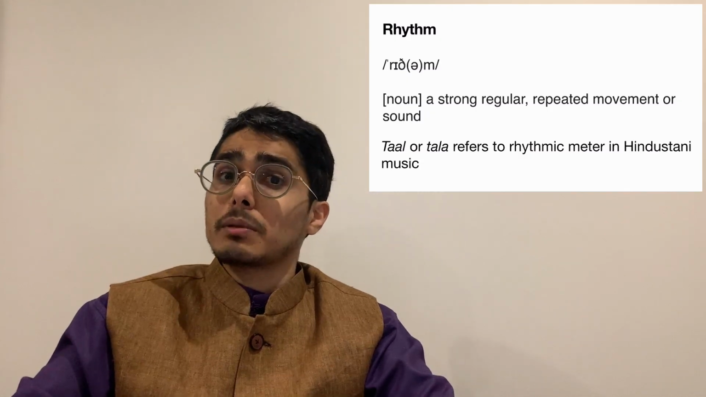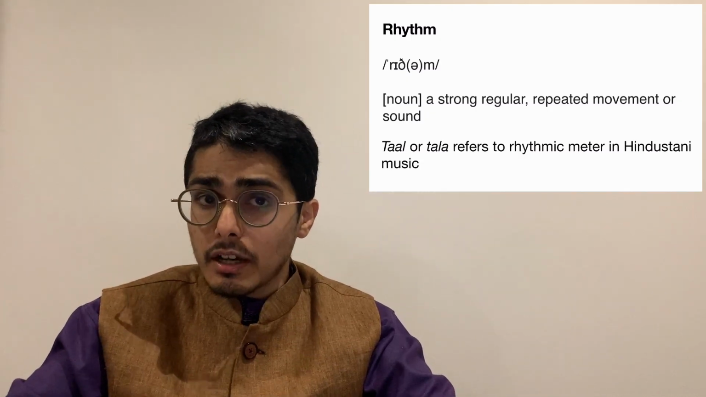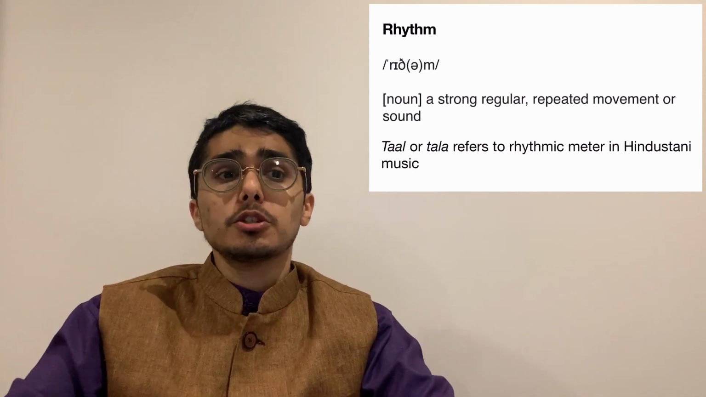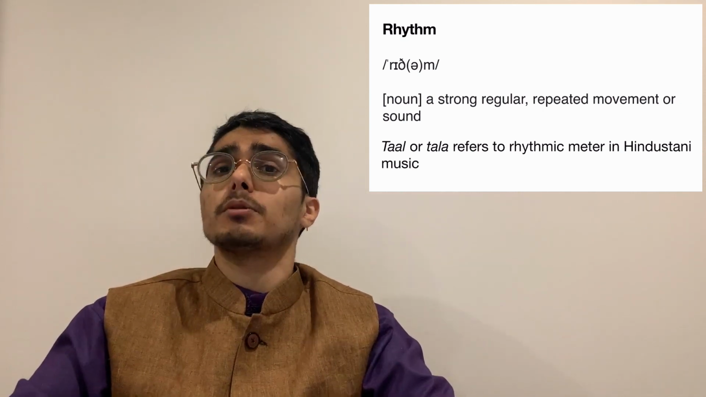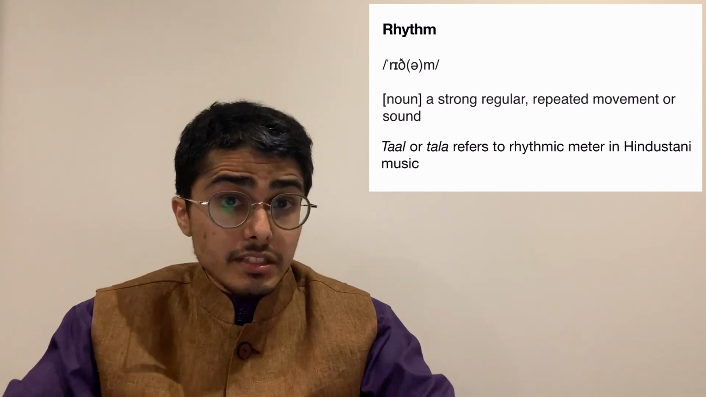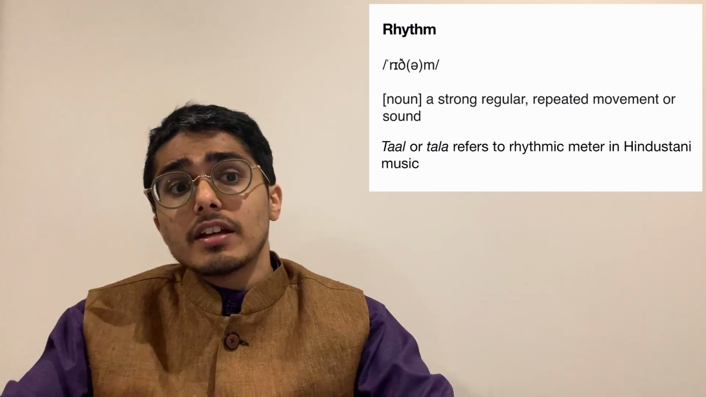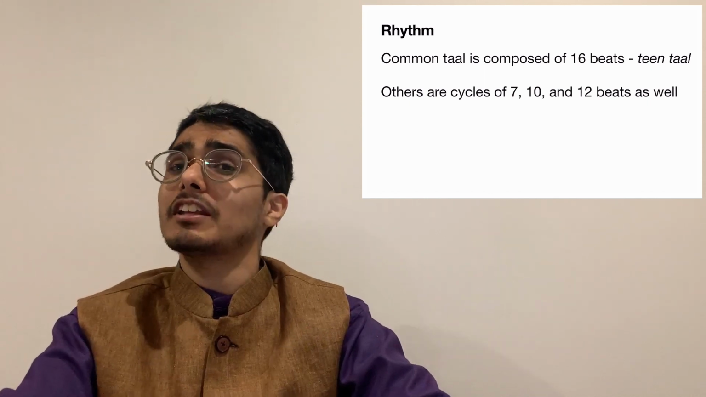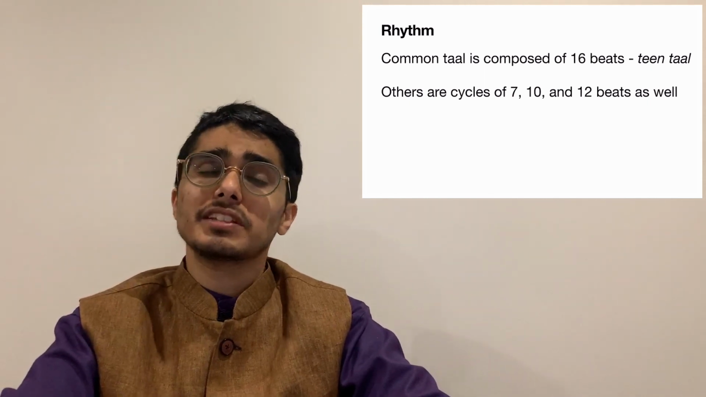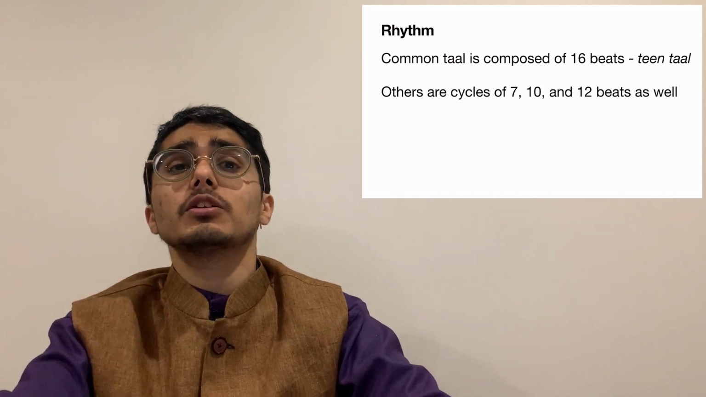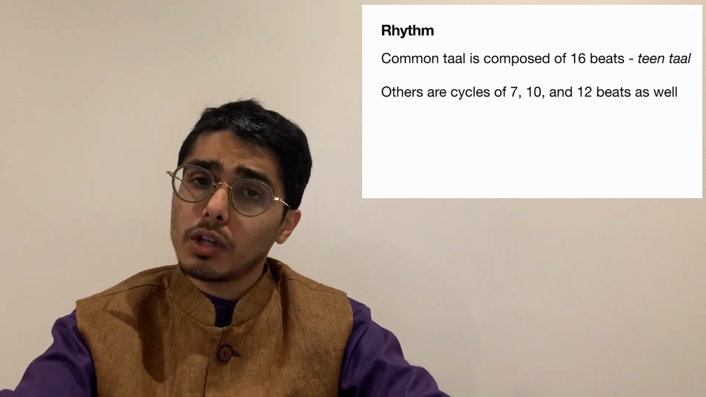After exploring the building blocks of melody, now let's take a look at Tal, rhythmic meter. Much like Western music, Tal is a cycle of a fixed number of beats. The most prevalent instance of Tal in most forms of music, even Western, is a 4-beat cycle. Generalized, of course, to multiples of 4, a common Tal in Hindustani music is a 16-beat rhythmic cycle, Teen Tal. Other common Tals in Hindustani include cycles of 7, 10, 12 beats as well.